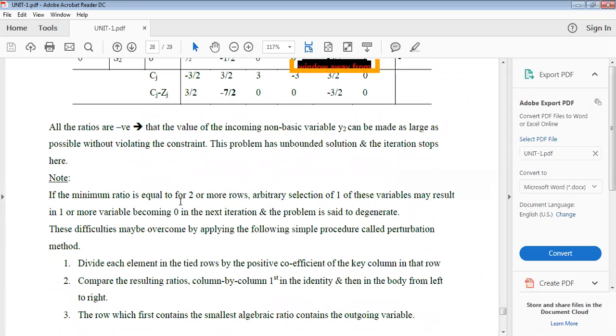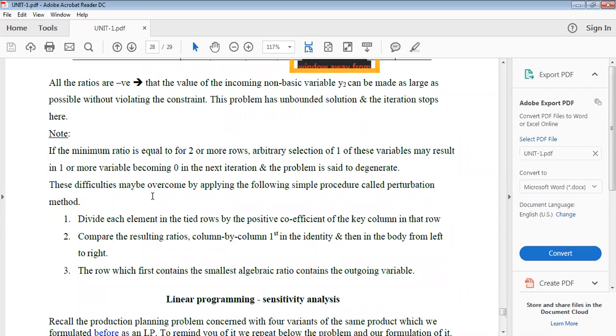Note: if the minimum ratio is equal for two or more rows, arbitrary selection of one of these variables may result in one or more variables becoming zero in the next iteration, and the problem is said to be degenerate. If the problem is successfully solved, we can call it a non-degenerate solution. If the solution is not successfully solved, then we call it a degenerate solution.